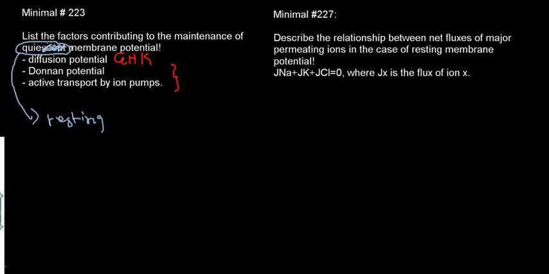And I, for the most part, like to keep to the terminology that I use. I don't like to switch around because I find it confusing. So this minimal requirement, what is this about? Describe the relationship between the net flux of major permeating ions in the case of resting. Oh yeah, this one's a favorite.